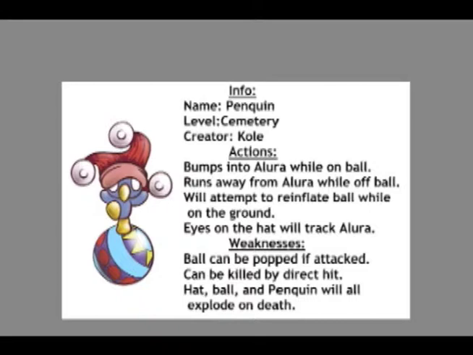As of this video's upload, the recommended format for character and enemy submissions is as follows: an image of the subject, an info section with the names of the subject, level, and creator, an action section describing what the subject is capable of, and a weakness section describing how the subject is to be defeated. If there is any other info, list it under a section titled Miscellaneous. This format should be used to ensure a clear projection of the idea.